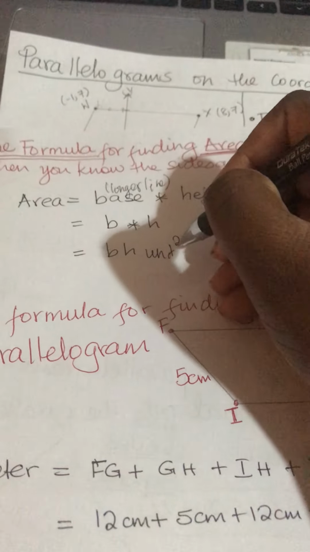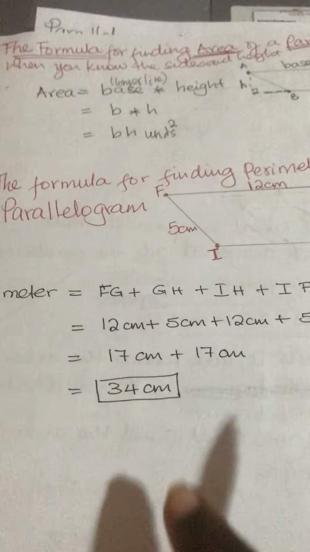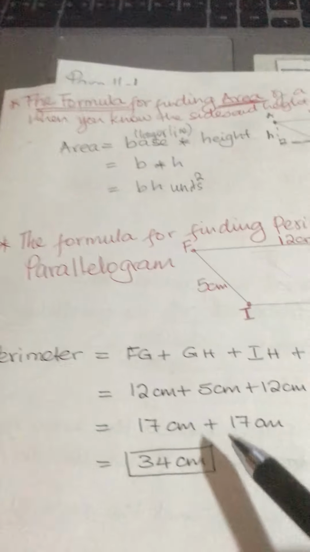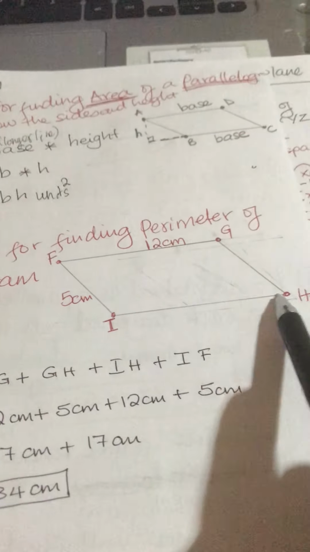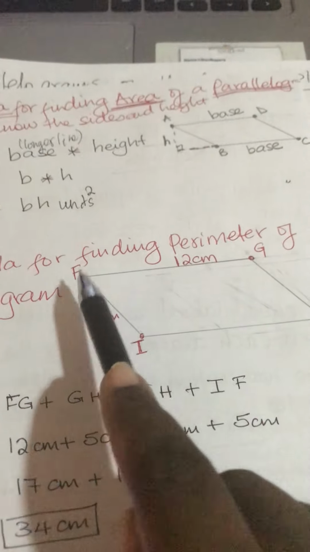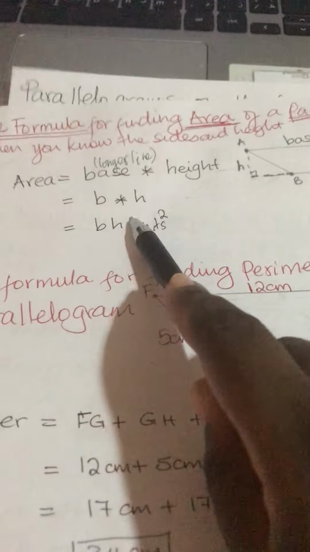Okay? So that's how you find the perimeter, and that's how you find the area. For perimeter, you use all the sides. You don't use the height. You just use the sides. You must know the height to find the area.